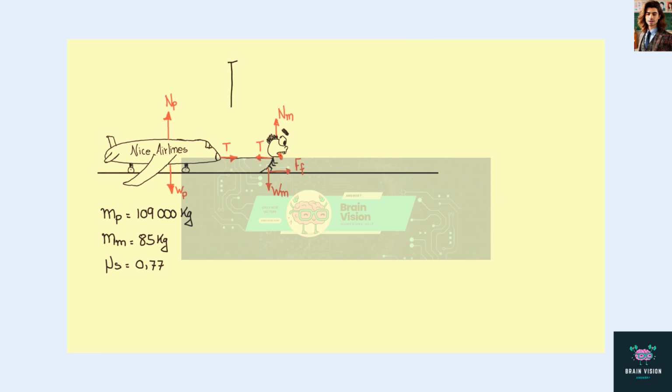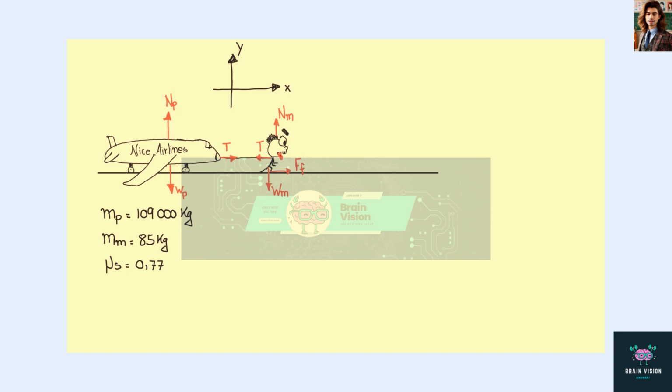To solve this question, I will choose the following reference frame. The vertical axis, which is the y-axis, will be pointing up, and the horizontal axis, which I will call the x-axis, will be pointing to the right. Then we use Newton's second law to calculate what is the acceleration of the airplane.